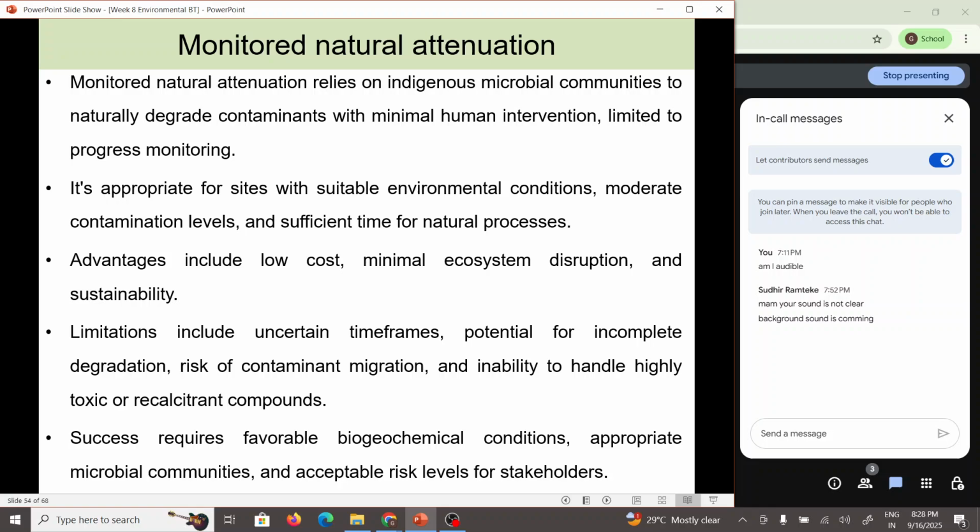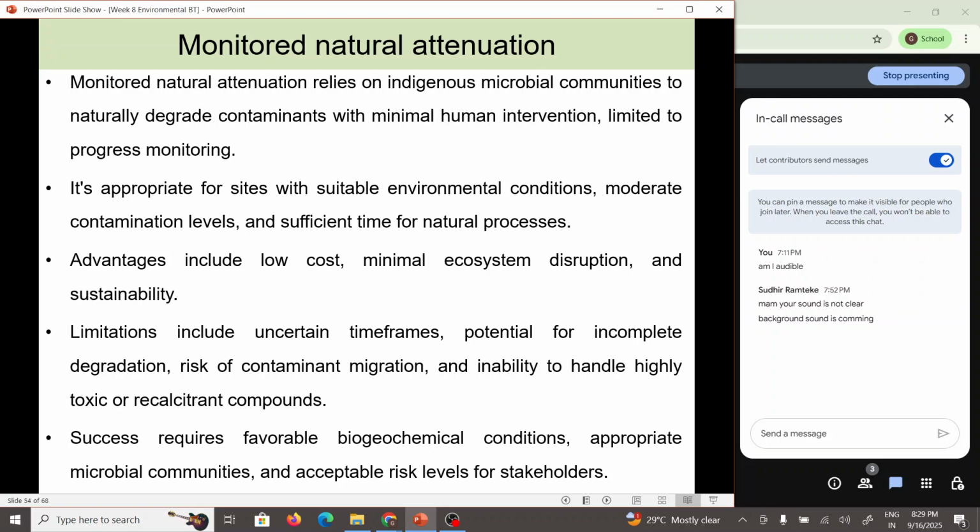But the limitation is we do not know the time frame in which the remediation can happen. For example, in case of an ASP or activated sludge process, we can tell that within some 20 hours, within 40 hours, this much degradation can happen, or I have to design the process for this much retention time of some wastewater. In case of anaerobic digestion, we can have a few days as a retention time. We know that within this time there is going to be complete degradation. But in case of monitored natural attenuation, we do not know the exact time frame in which the complete degradation is going to happen, and then it has the potential for incomplete degradation.